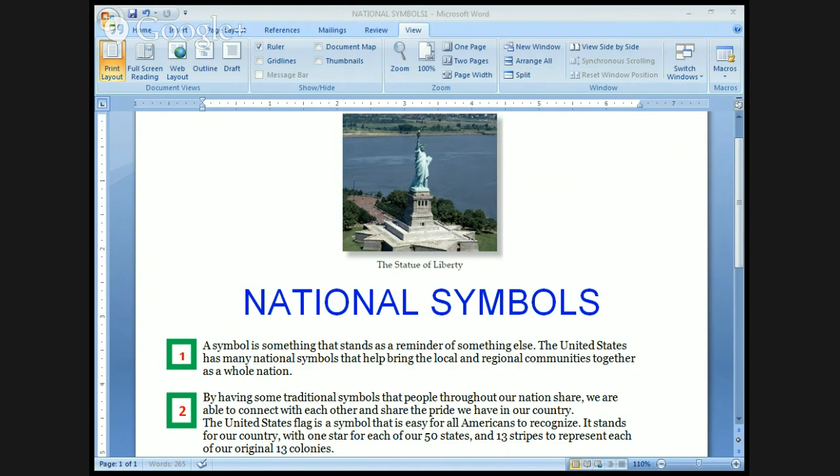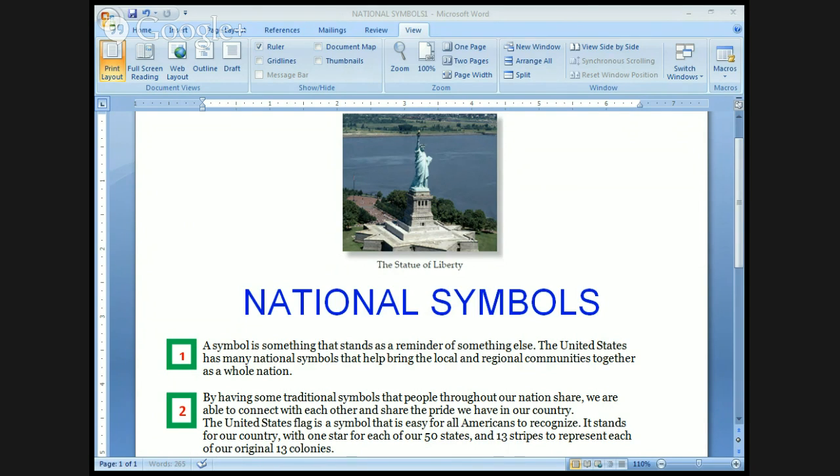Awesome. Very good. Now, Victor, what I'd like for you to do is listen to the way that I read the exact same sentence. And as I read this sentence, visualize the words that did not sound as clearly to you as hopefully they will when I say them. A symbol is something that stands as a reminder of something else. The United States has many national symbols that help bring the local and regional communities together as a whole nation. Would you try it once more for me?